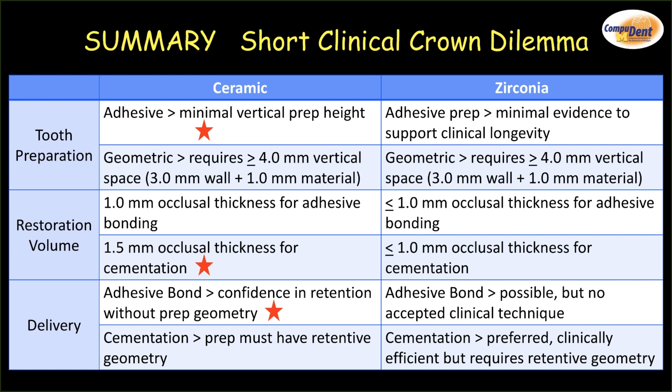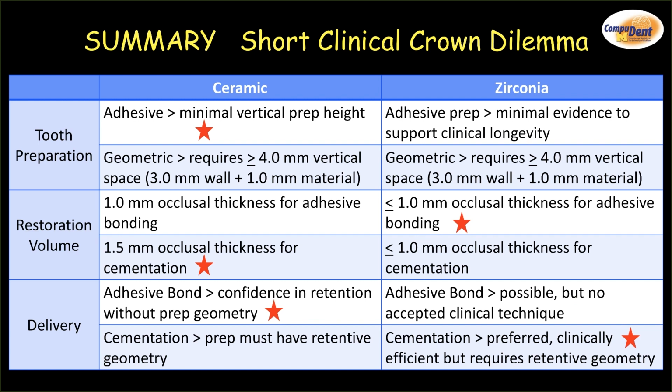I do need a little bit more thickness if I'm going to cement it. So I'm probably not going to cement these on posterior teeth. I'm going to bond them all the time. And if I'm going to bond them and I have confidence in the retention, it kind of all plays together really nice. On the other hand, with zirconia, the advantage is its strength.